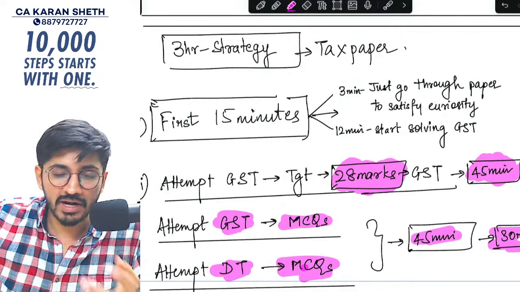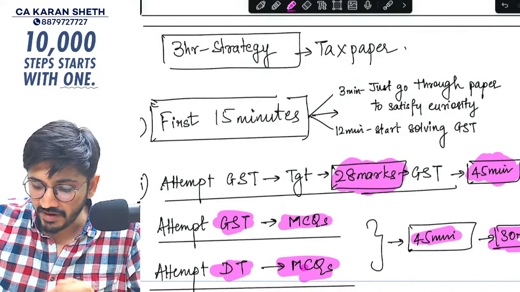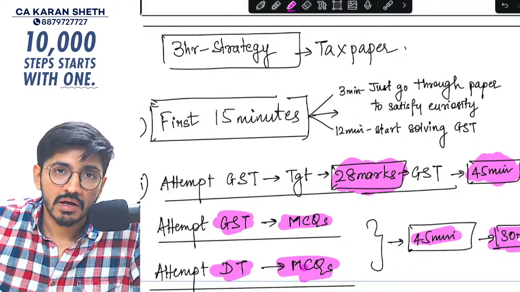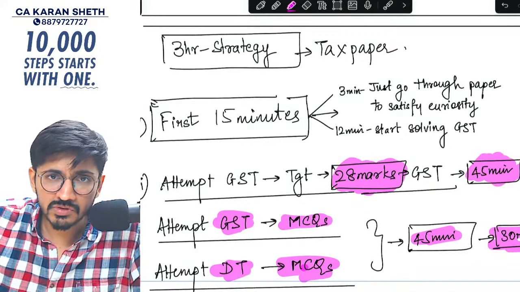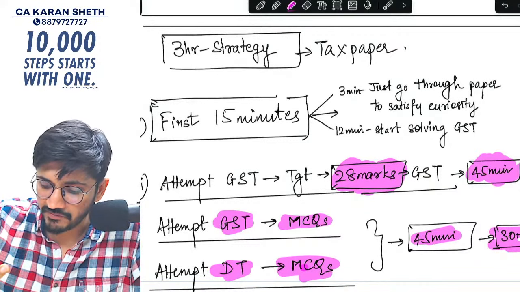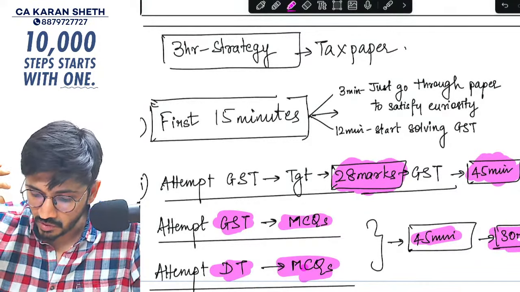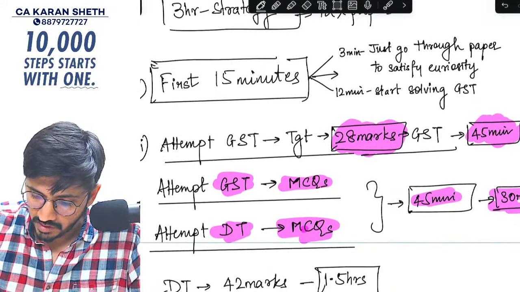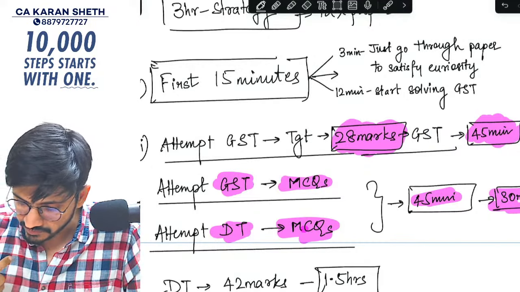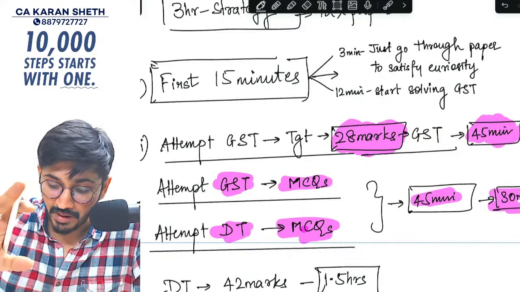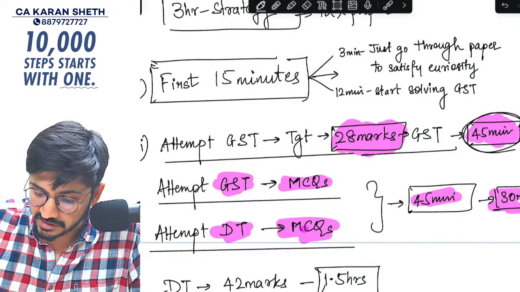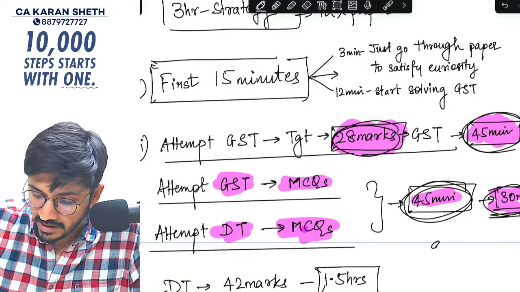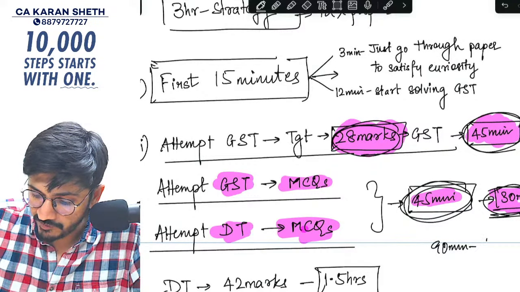Now by doing that, what happens is that in 45 and 30 minutes, that is almost in 1 hour and 10-15 minutes, you have completed a good chunk. I'm so sorry, my point was this is 45 minutes and this is also 45 minutes. The marks that you've covered is 58 marks. So in 90 minutes you have covered 58 marks.